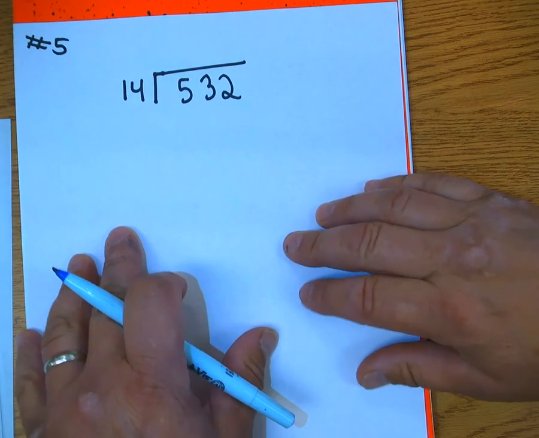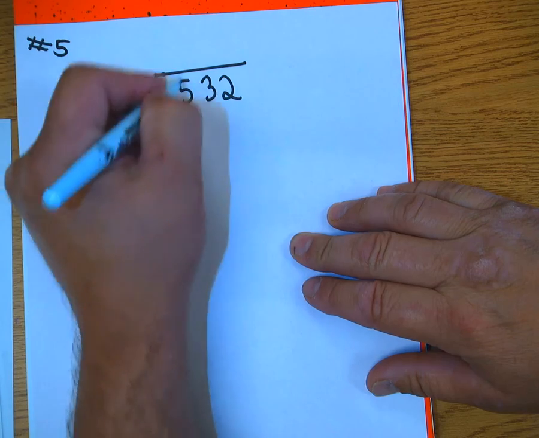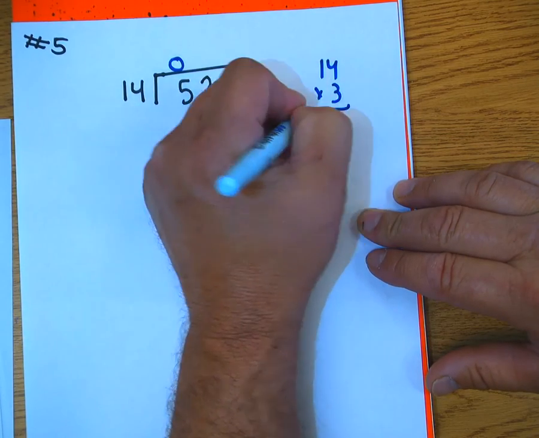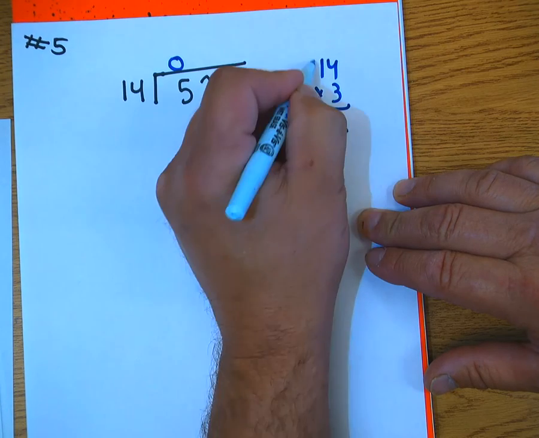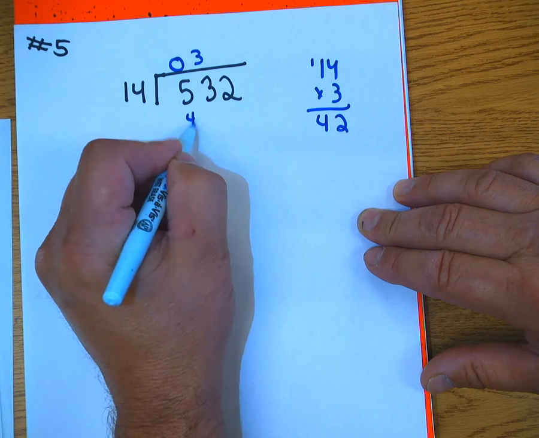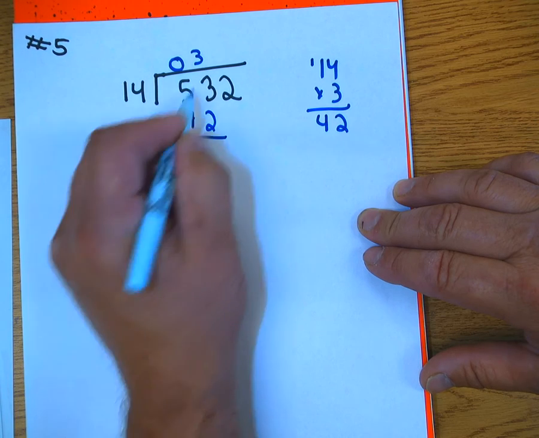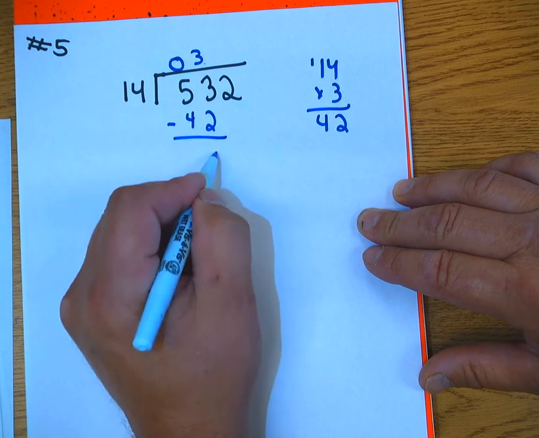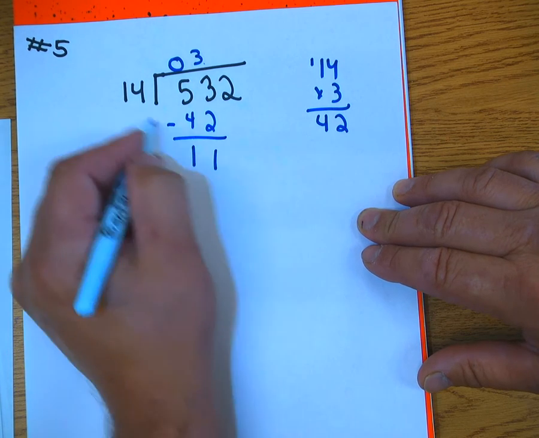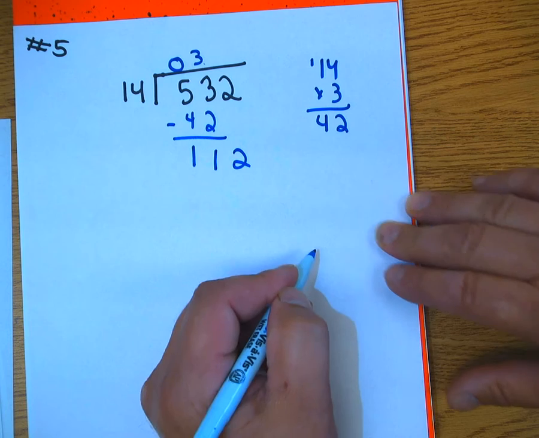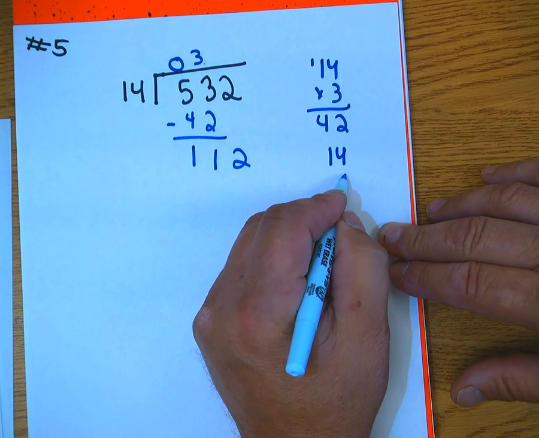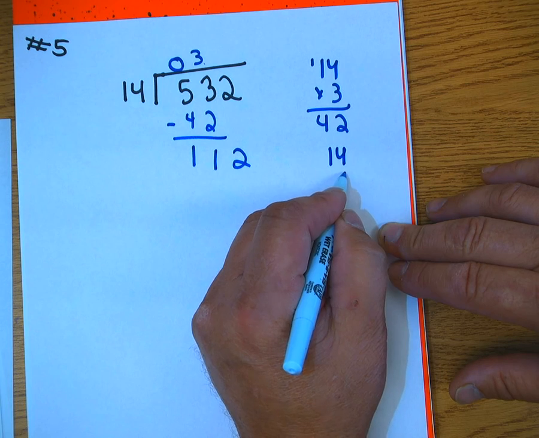I'm going faster. Number 5. 14 will not go into 5. 14 times 3 is 12. Carry the 1 is 42. So this will go into there 3 times. 3 times 42. So I'm going to check. Good to go. It's less than 14. The remainder is 112. Well, 14 times that. So I'm going to try 14 times 6.